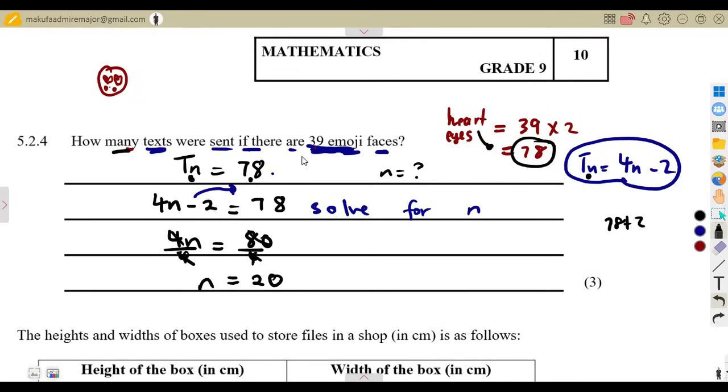Understand the question. What are you given? Don't just answer the question. No, understand the question, how it is being given. All right, so that was your question.